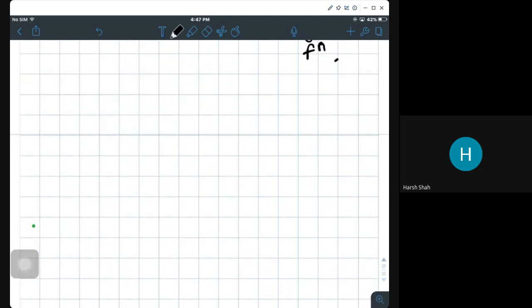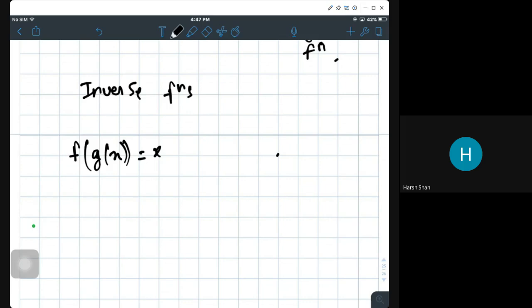Inverse functions, they are simple. What are inverse functions? Inverse functions are nothing but a composition of f such that if you do this, you get x itself. You can understand it like this: if you do a plus b, you get c. If you do c minus b, you get a. This is an inverse function. As simple as that.